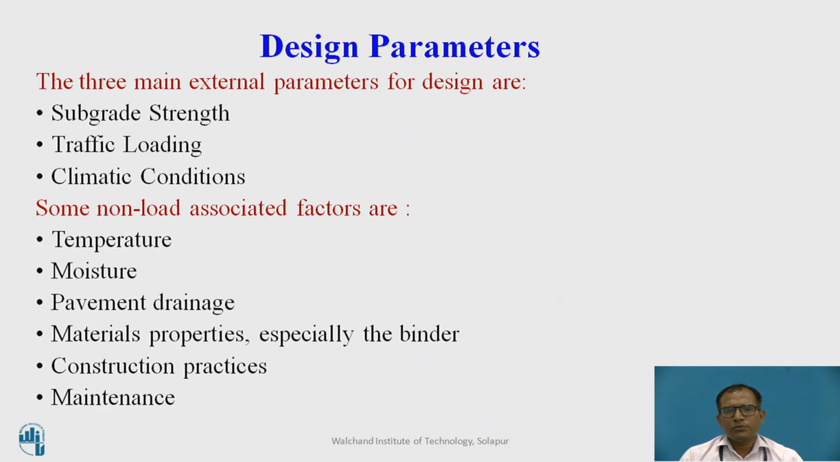So what are the design parameters we should consider for the flexible pavement design? That is subgrade strength, in terms of the bearing capacity of the soil, that is CBR, then traffic loading in terms of million standard axles, and climatic conditions. Some other parameters associated with the pavement design are temperature, the moisture of the particular area, the pavement drainage, the material properties, especially the binder properties, that is bitumen or asphalt, and construction practices and maintenance. These are the factors we should consider when we are designing the flexible pavement.